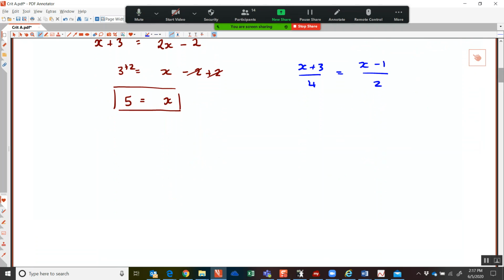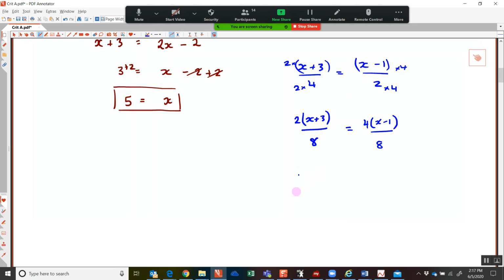So what I did was I wanted to find a common denominator, so I multiplied 4 by 2 to figure out the common denominator being 8. The fraction on the left is 2x plus 6 over 8. Well, I'm just going to have it as 2 lots of x plus 3, okay? But you expanded straight away, so that's fine. And this one will be 4 lots of x minus 1.